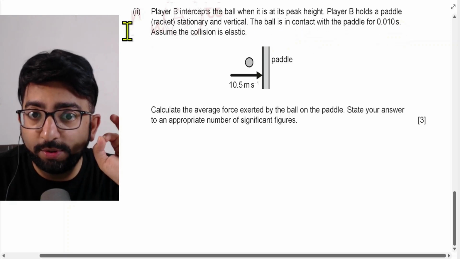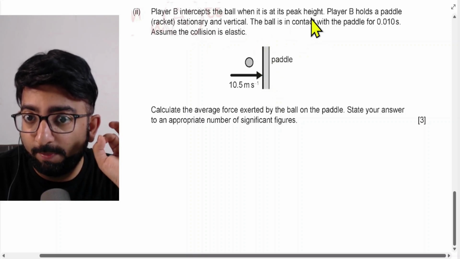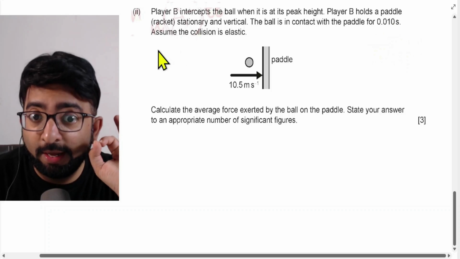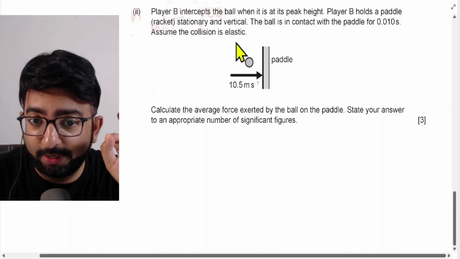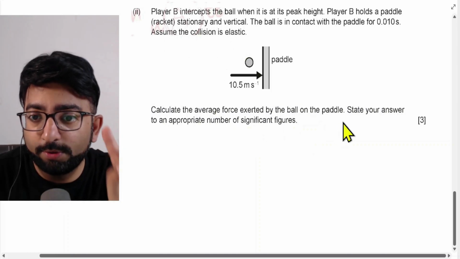So, in the second part of the question, player B intercepts the ball when it is at its peak height. Player B holds the paddle stationary and vertical, as shown in the figure. The ball is in contact with the paddle for this many seconds, so the time of contact is given. Assume the collision is elastic.